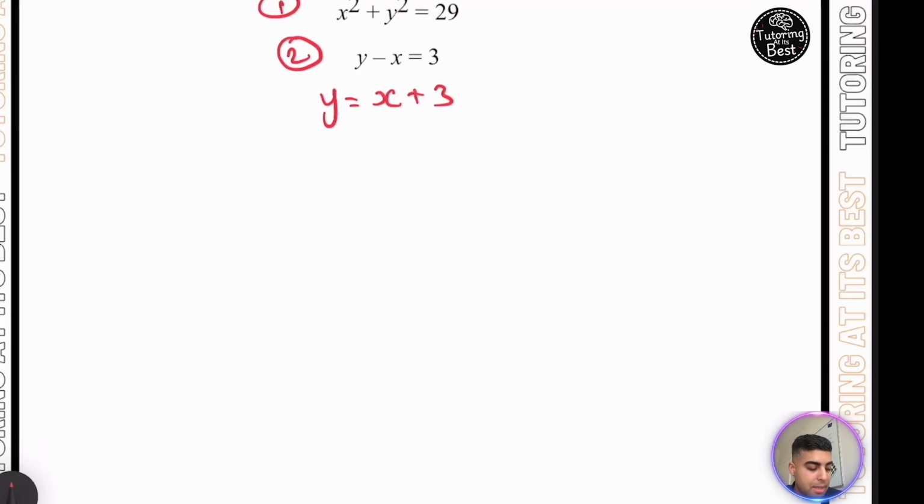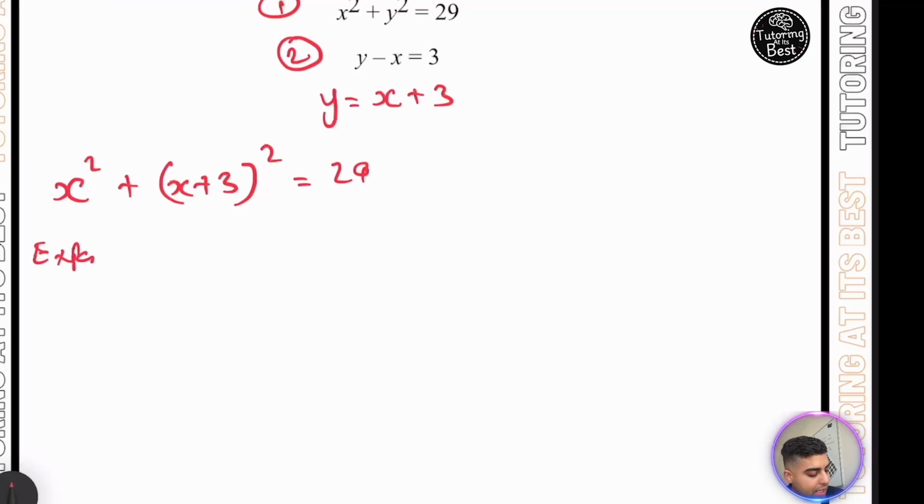Okay, let's go ahead and substitute that y equals x plus 3 into equation 1. So we have x squared plus (x plus 3) squared equals 29. I'll then go ahead and expand this directly. So I'm left with x squared plus x squared plus 6x plus 9 equals 29.